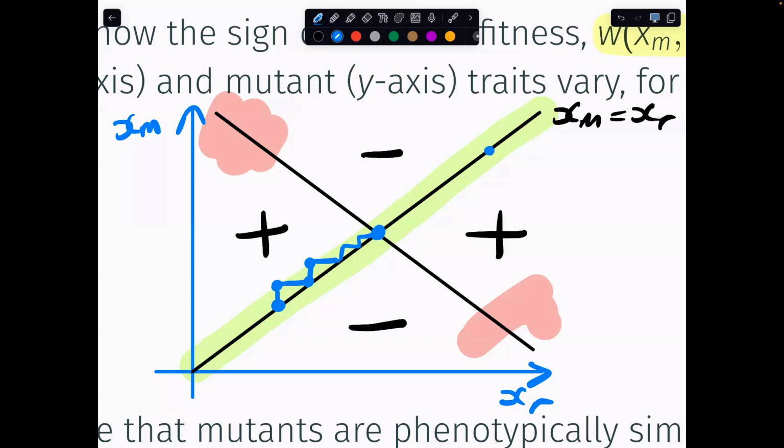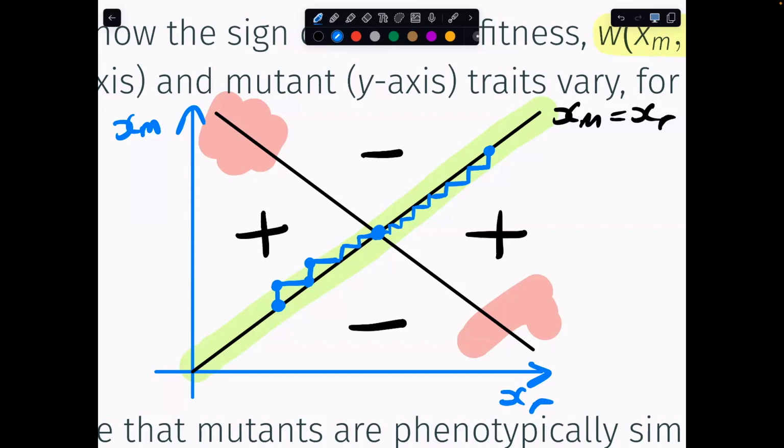Likewise, if you started over in this region here, in the top, if your mutant had a slightly lower value than XR, then it's going to be able to invade. And then you would staircase down like this again. So in both of these cases, this arrangement here, just by looking at this pairwise invasion plot, tells you that the singular strategy in the middle is convergent stable, right? Because we converge towards it.